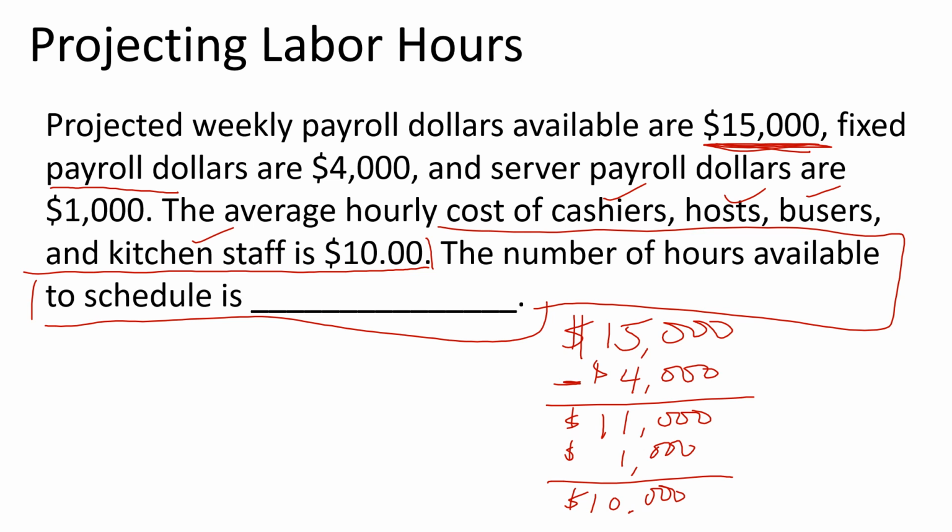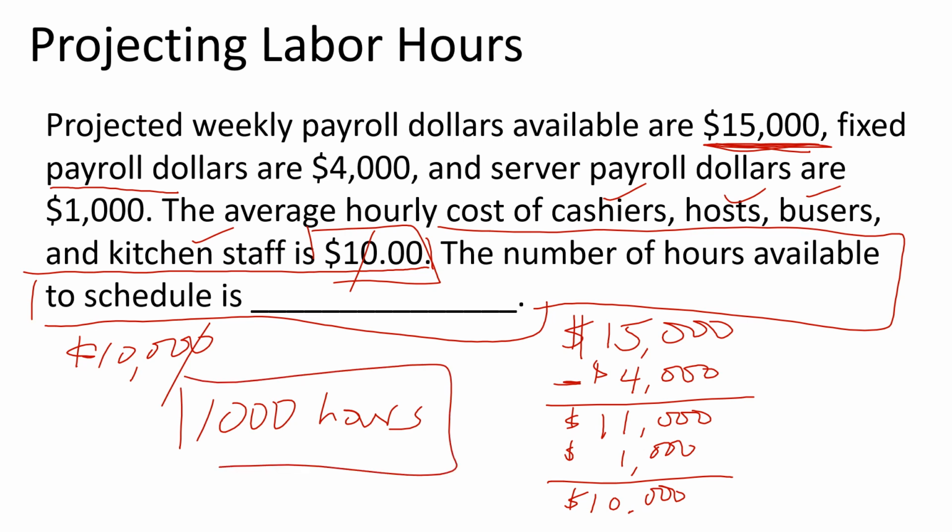If each staff member, just to keep it simple and easy for this math problem, we now have $10,000 available, and each person gets paid $10 an hour. Okay, so if we simply knock off a zero, because we've got 10,000 here, that means we actually have 1,000 hours to schedule between these 4 different positions, these 4 different departments in the restaurant.